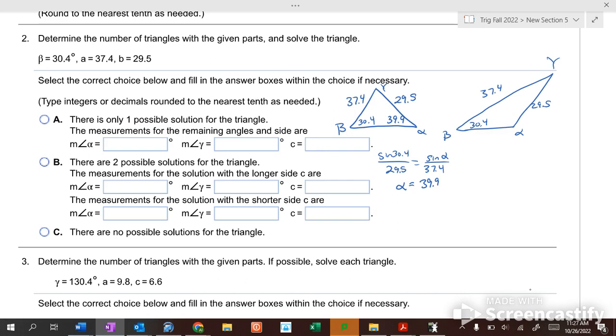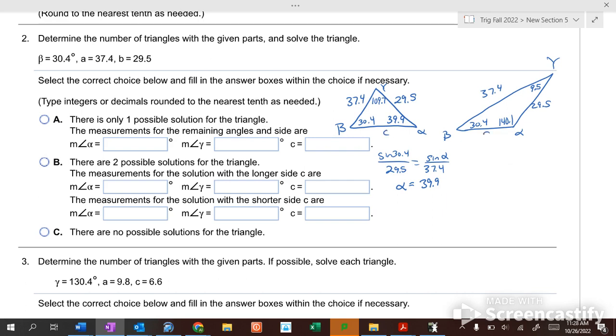180 minus 39.9 is 140.1. Now that I have two angles, I can find my third angle of each. So 39.9 plus 30.4 is 70.3. If that's 70.3, this is 109.7. 30.4 plus 140.1 is 170.5. So this is 9.5. So now we have all the angles of each.